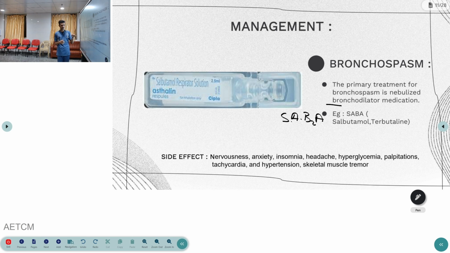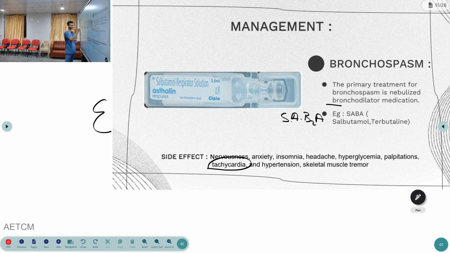It will cause nervousness, anxiety, insomnia, headache, hyperglycemia, palpitation, tachycardia, hypertension, and skeletal muscle tremors. Here the tachycardia is most important. If you start nebulization, within 5 or 10 minutes the person will progressively develop tachycardia, so we have to note it down. Why does tachycardia happen? We told it's a beta 2 agonist, so it acts on the beta 2 receptor. So where is the beta 2 receptor?